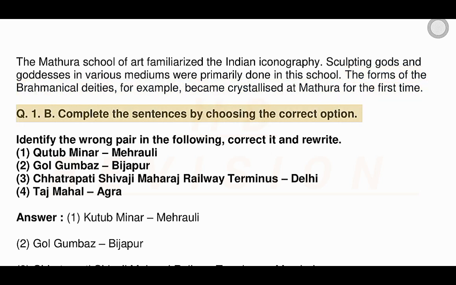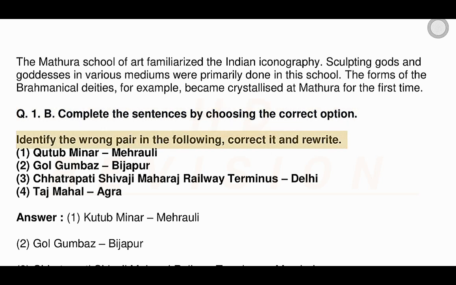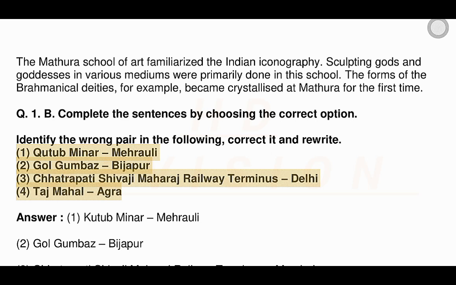Q1. B. Identify the wrong pair in the following, correct it and rewrite. 1. Qutub Minar, Mehrauli. 2. Gol Gumbaz, Bijapur. 3. Chhatrapati Shivaji Maharaj Railway Terminus, Delhi. 4. Taj Mahal, Agra.